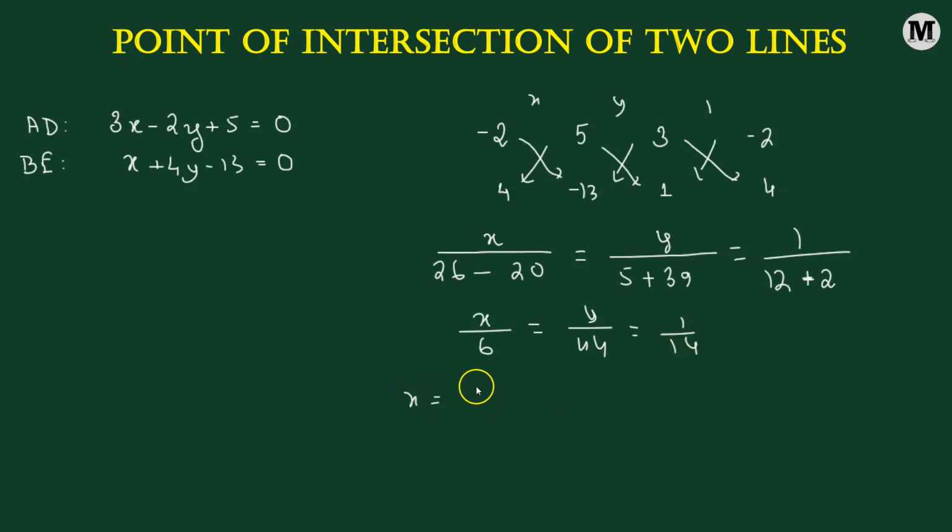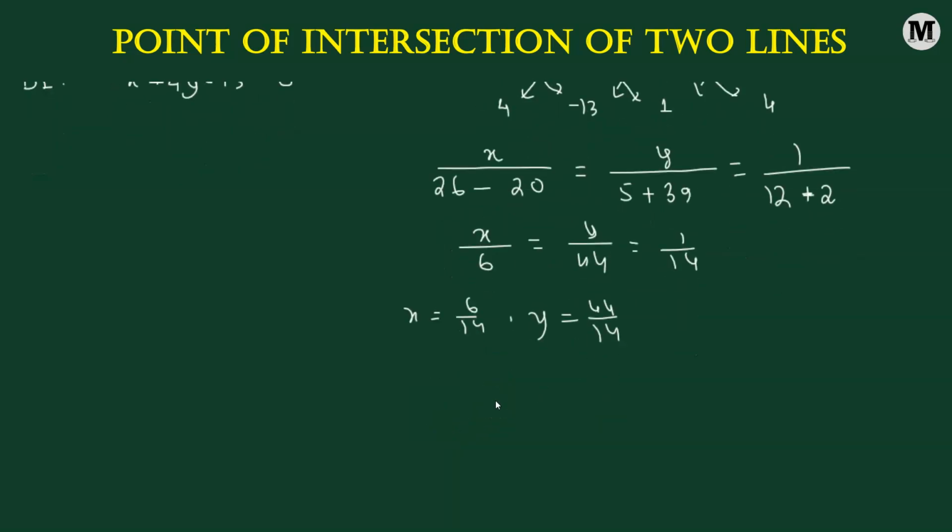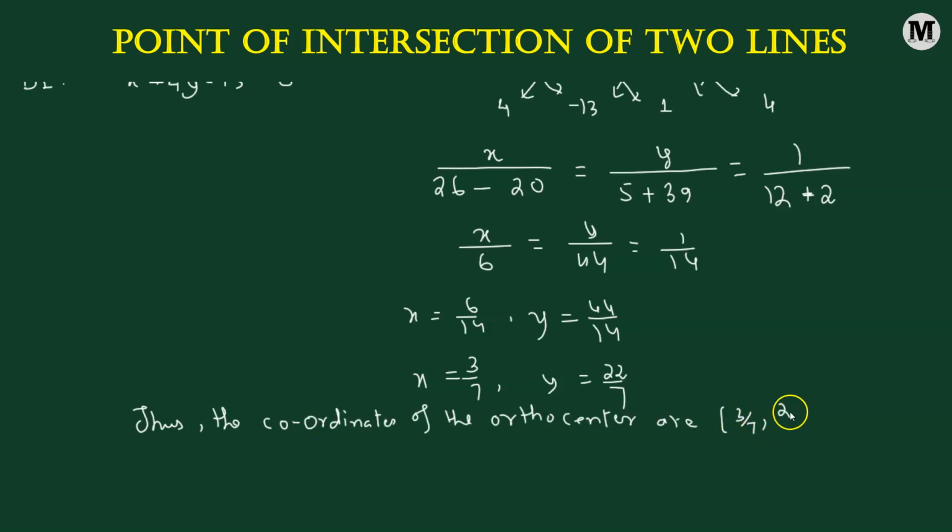So we have x equals 6 over 14 and y is going to be equal to 44 over 14. 6 over 14 we can reduce to get x equals 3 over 7, and y is going to be equal to 22 over 7. So we have successfully obtained the coordinates of the orthocenter. We can say thus the coordinates of the orthocenter are 3 over 7, that's the x coordinate, and the y coordinate is going to be 22 over 7.